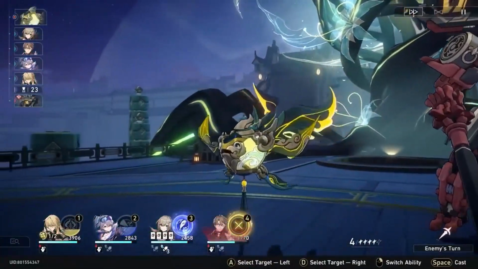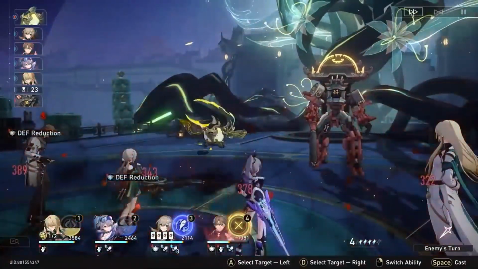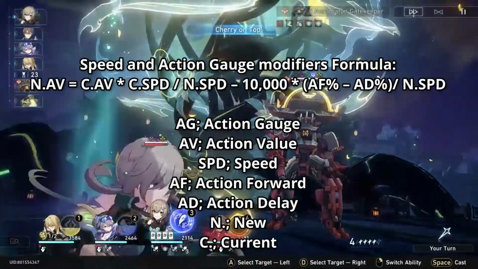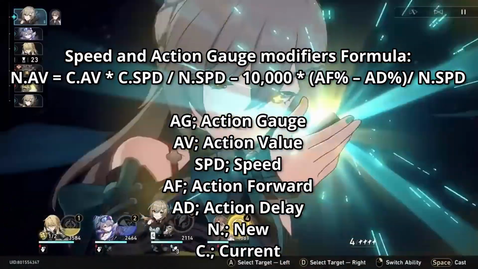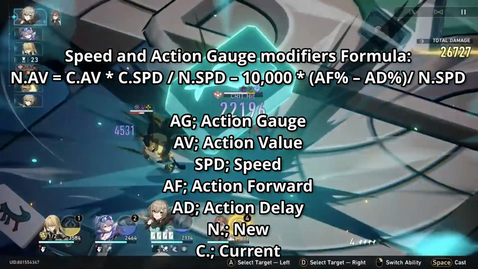Combining these with the action gauge modifier formula, we get a general action value equation under any speed and action modifiers. New AV equals current AV times current speed divided by new speed, minus 10,000 times the quantity of advance forward minus action delay, that divided by new speed.